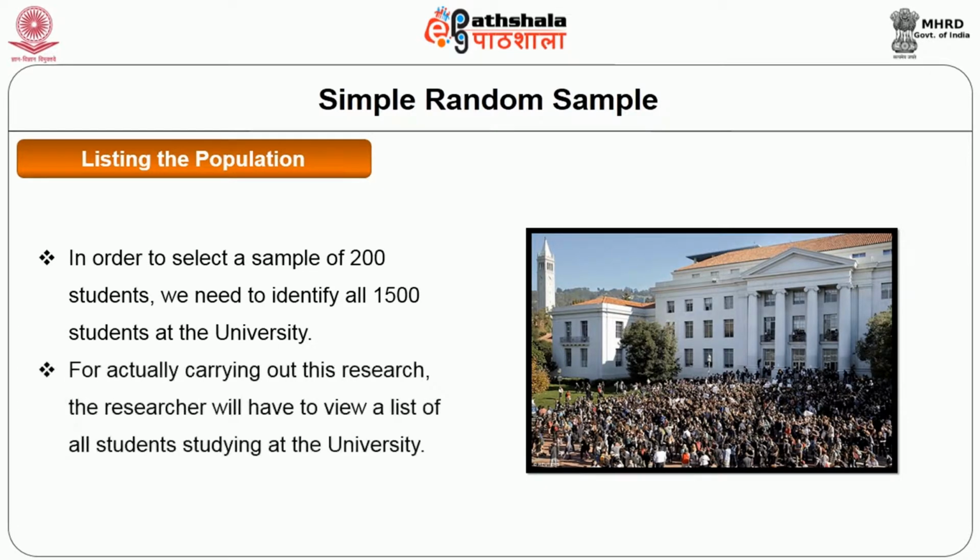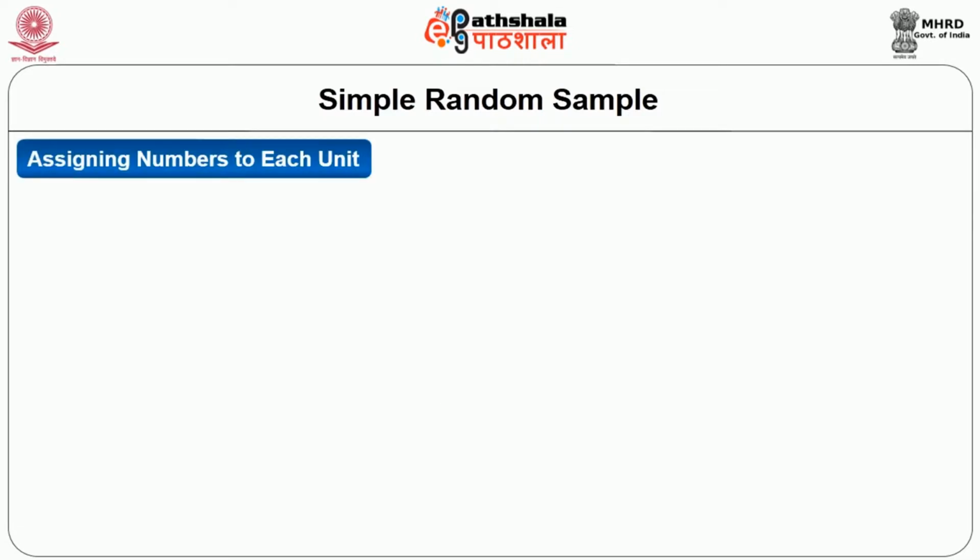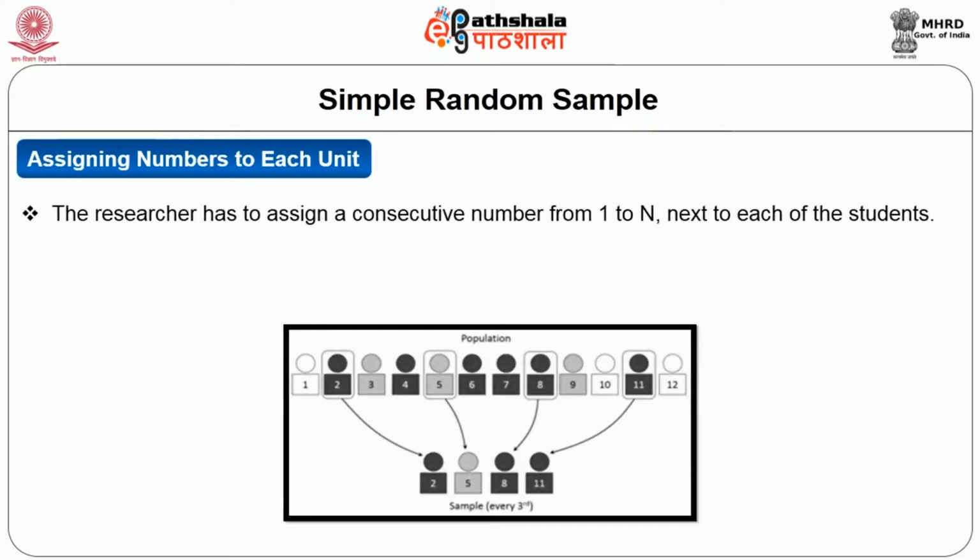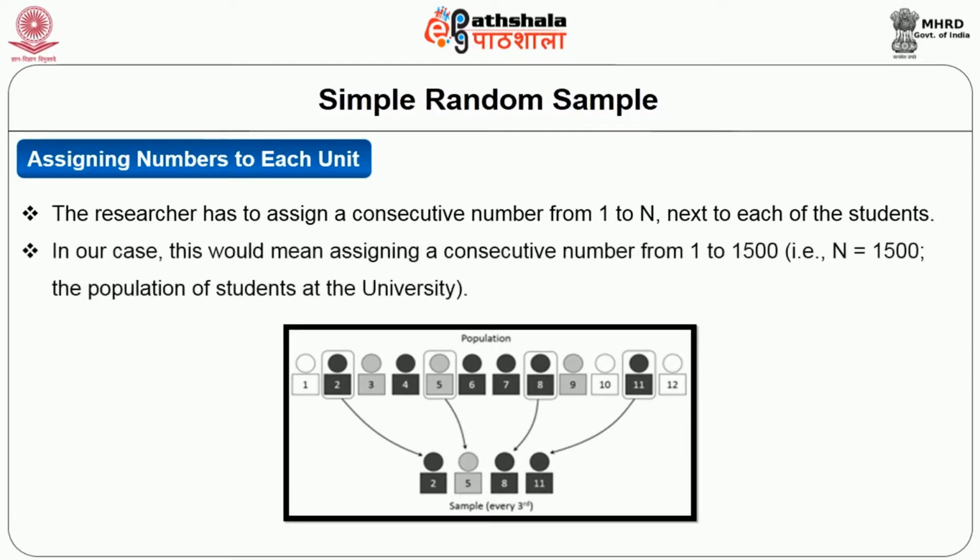For actually carrying out this research, the researcher will have to view a list of all students studying at the university. Next is assigning numbers to each unit. The researcher has to assign a consecutive number from 1 to capital N next to each of the students. In our case, this would mean assigning a consecutive number from 1 to 1500, that is capital N, which is 1500, the population of the students at the university.